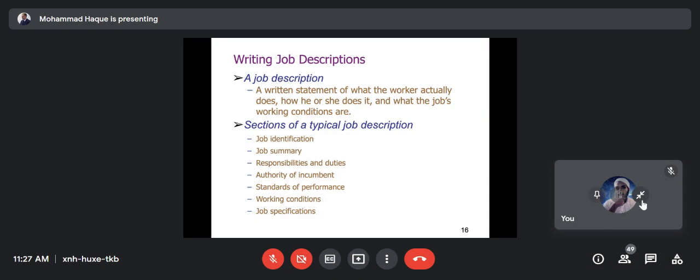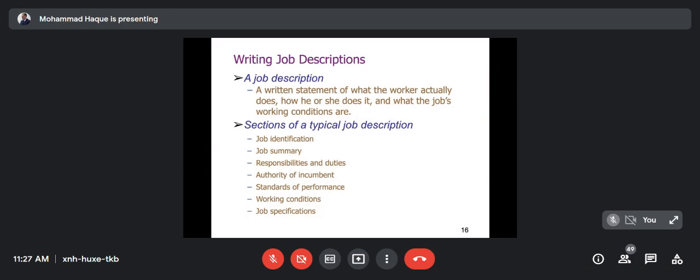We said that job description is nothing but a written statement of what the worker actually does, how he does it, and what the job's working conditions are. Now, if you look at the typical job description, it will include job identification. It will be giving a job summary. It will be giving authority of the incumbent in terms of decision-making power, standards of performance as to how many hours it has taken or what quality is there. Then working conditions that is required at the workplace, that is vis-a-vis the machinery, the heating, lighting, ventilation, temperature, etc.